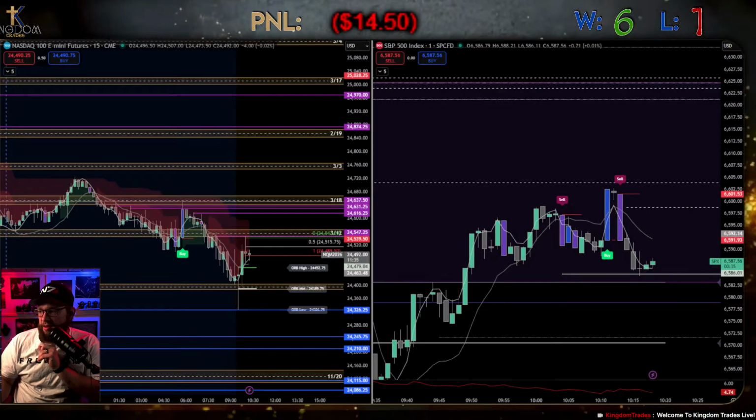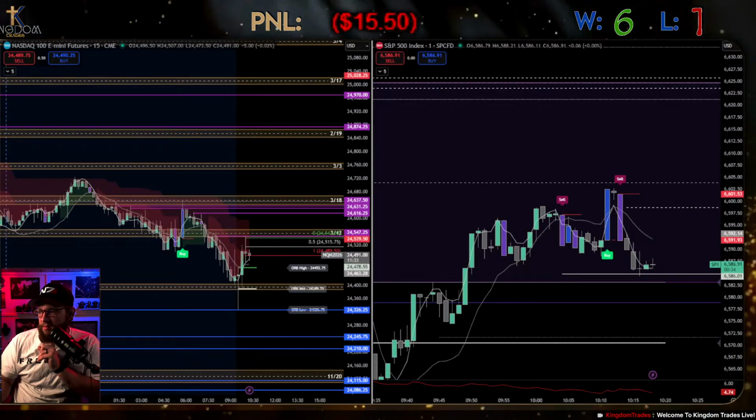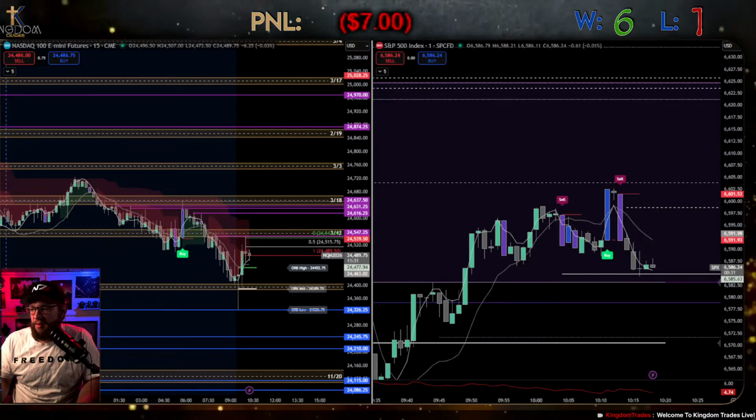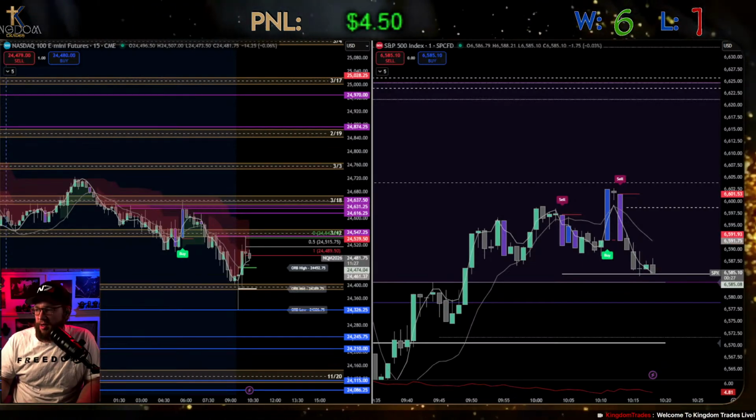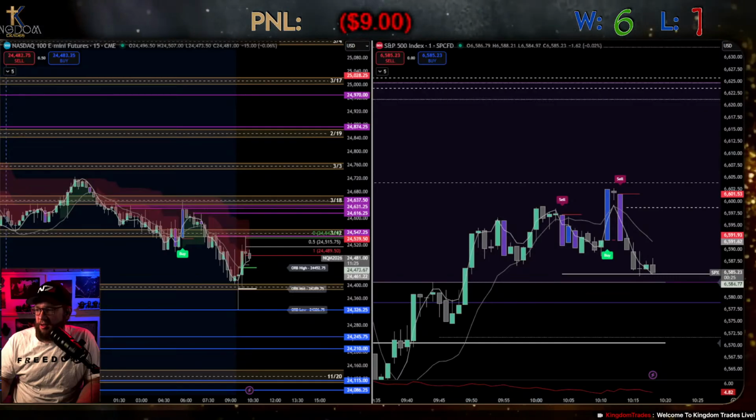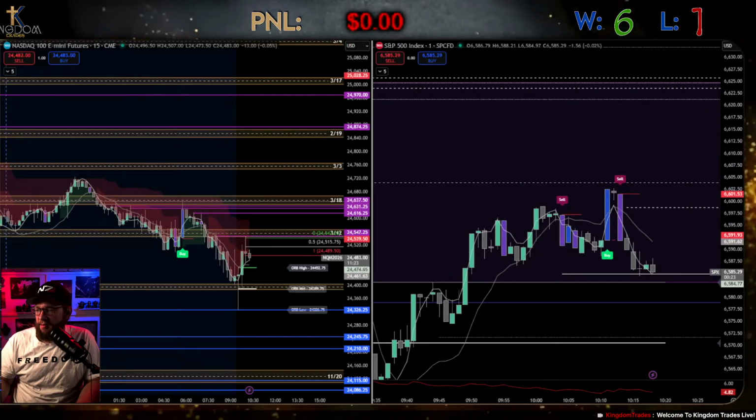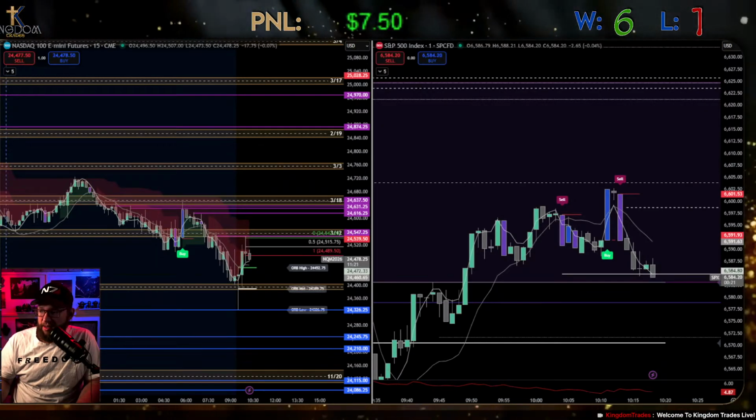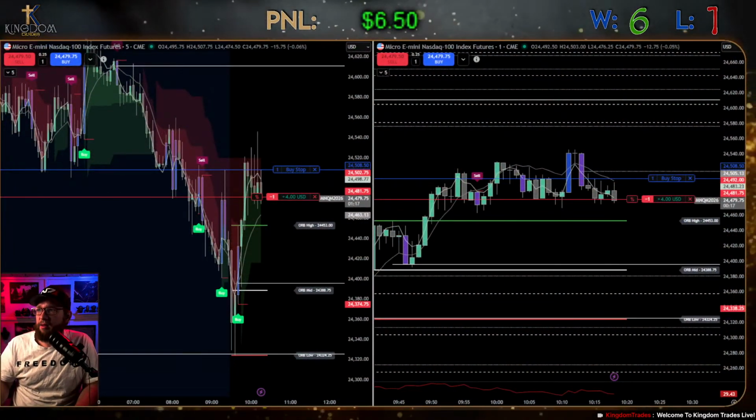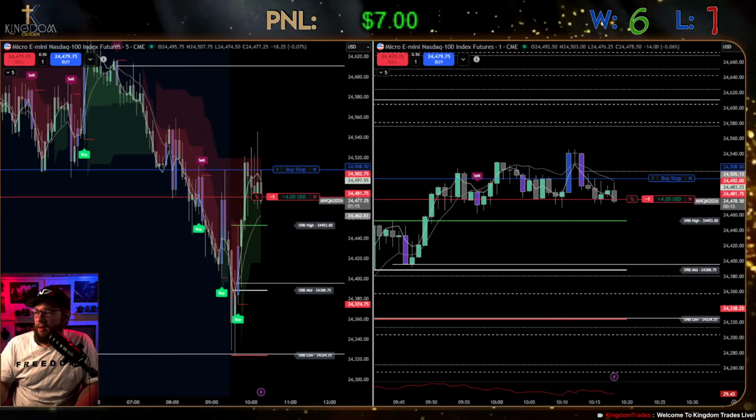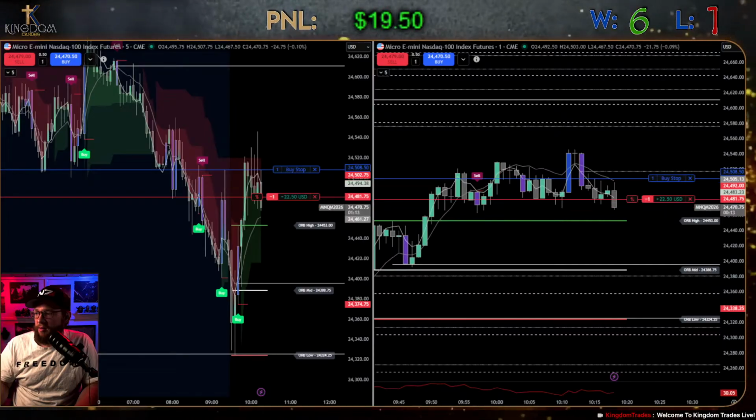Glad I sized down on this one too, because that allows me to have that space. If I'm not sized down, I can't have the space. All right, break in. See if we can get a continuation down, or are we just gonna tap the bottom? SPX is touching that 5-minute cross again. Let's go back to my live trade. Nice break with continuation.